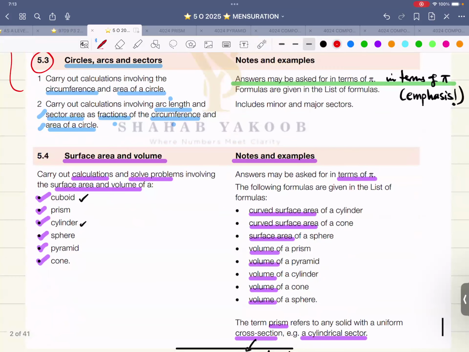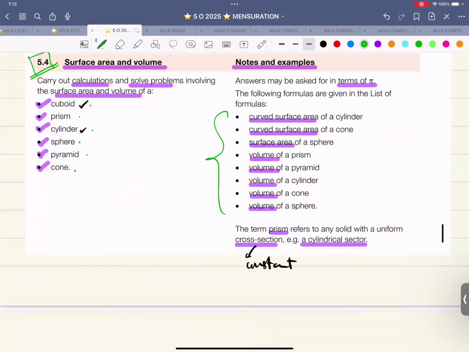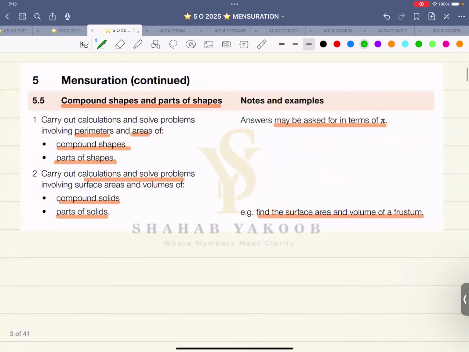And then there is 3D mensuration, which is about surface area and volume of solids. It's about cuboid, prism, cylinder, sphere, pyramid, and cone, and about the curved surface area, the volume, and so on. And then a combination of these is called compound shapes or composite shapes. Some people use the terminology composite shapes, some use compound shapes. It's a combination of two or more 3D figures.